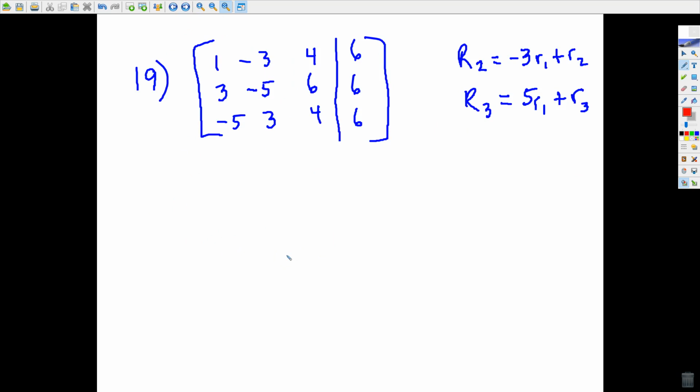First of all, according to the instructions, we need to write the system. So let's just go ahead and do that real fast. Shelby, what's the first equation of my system?